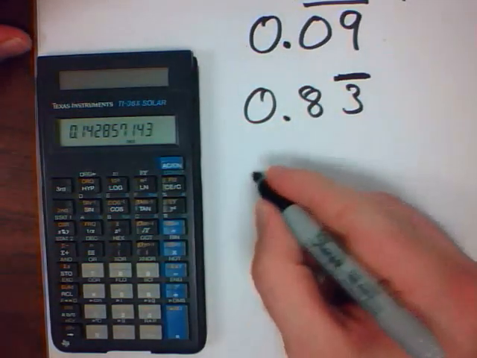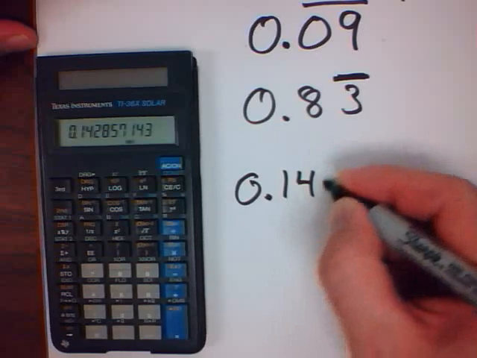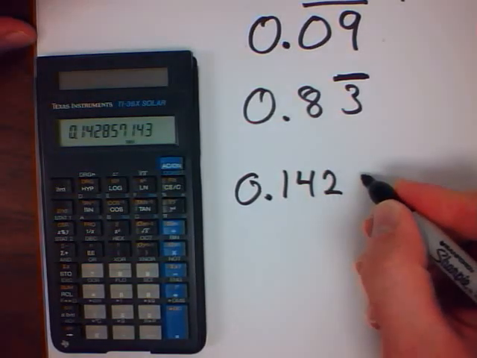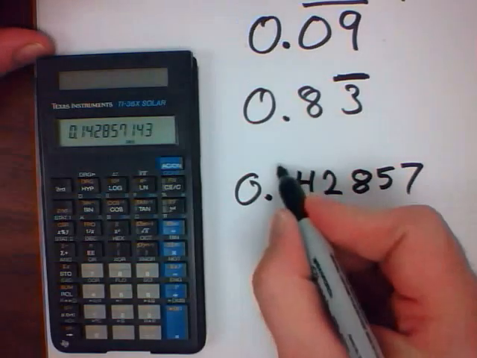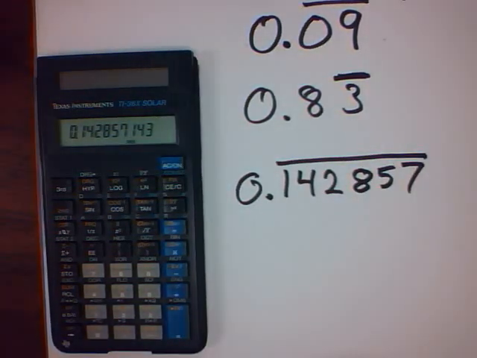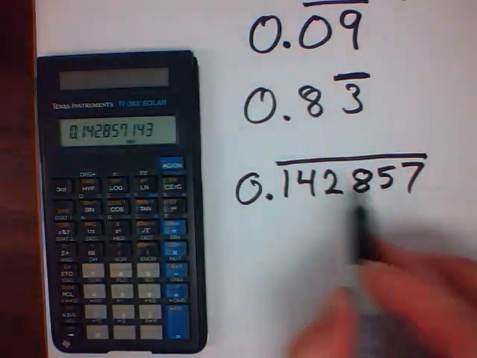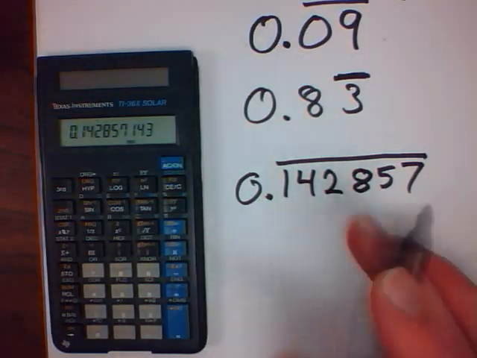It's actually 0.1, 4, 2, 8, 5, 7, and that repeats. 1, 4, 2, 8, 5, 7 into infinity.